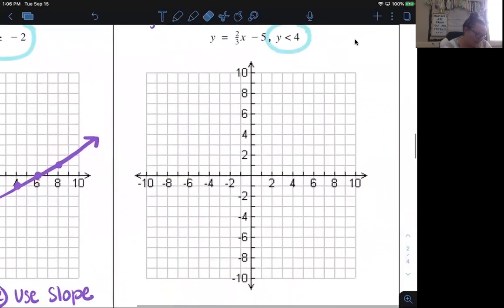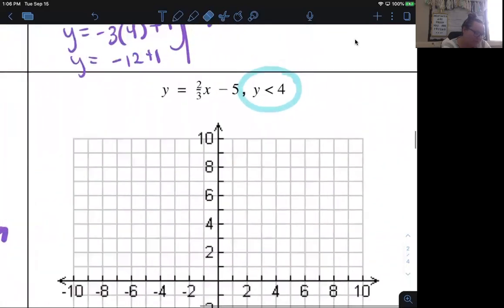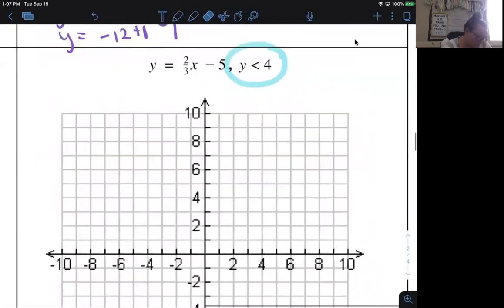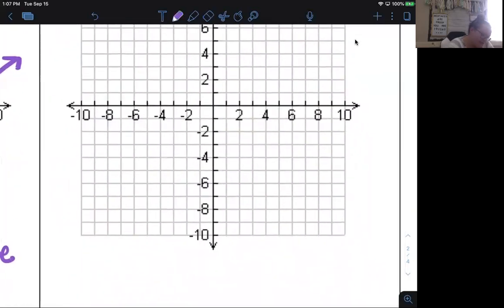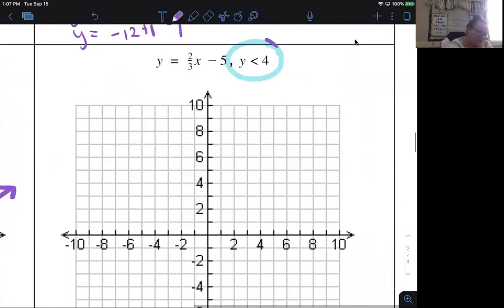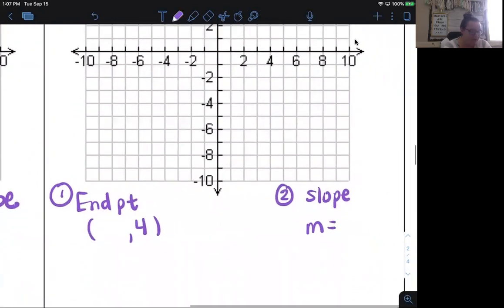All right, so go ahead and do this one on your own. The equation is y is equal to 2/3 x minus 5 for y is less than 4. So once again, you're going to find your endpoint, and then you're going to use your slope. For your endpoint, you're going to want to find the x value when y is 4 because your restriction is y is less than 4. So go ahead and find that endpoint and then use your slope to graph that function.